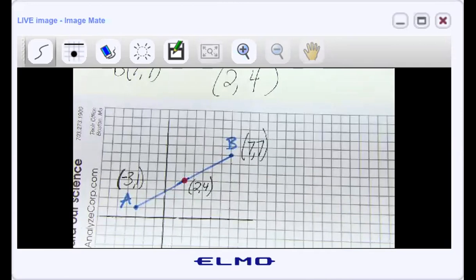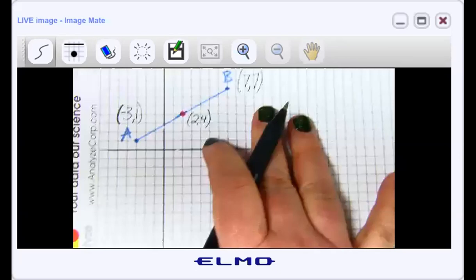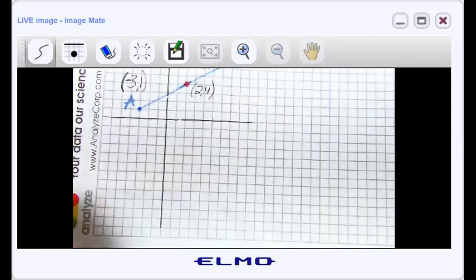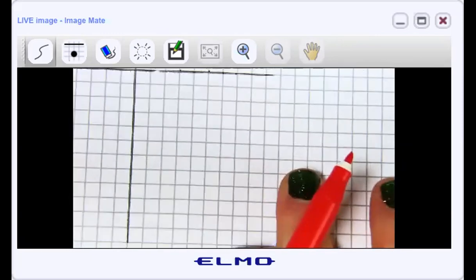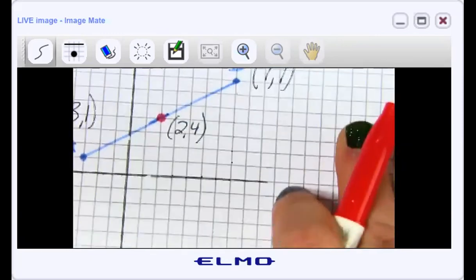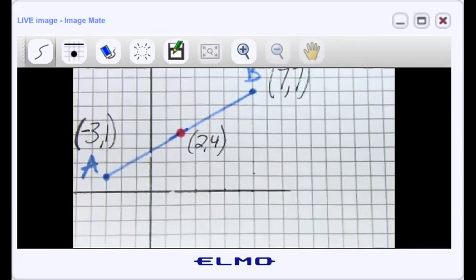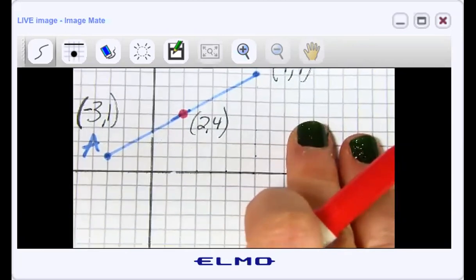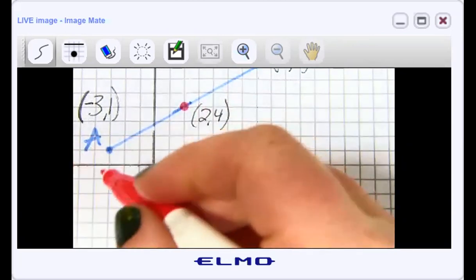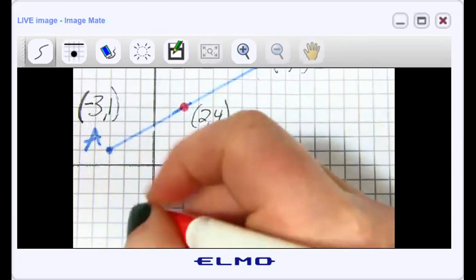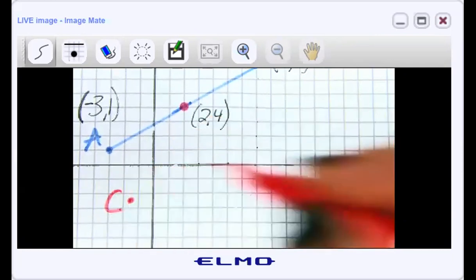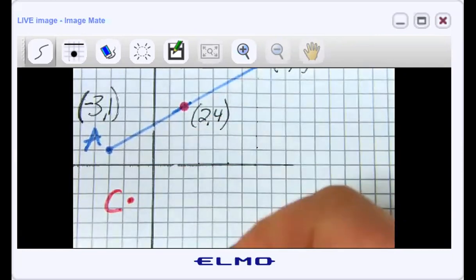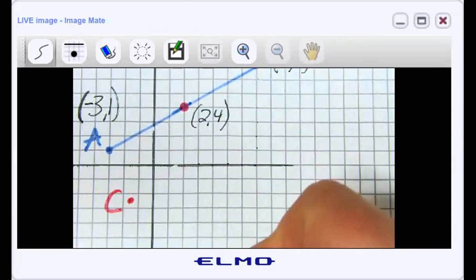Should I do one? Okay, good idea. Let's use red now. We'll switch gears. What if I had something like, sorry, I can never get the camera just where I want it. Let's say we had a point C that was here, like in the middle of this box. And then we had a point D that was, oh, I don't know, how about there?